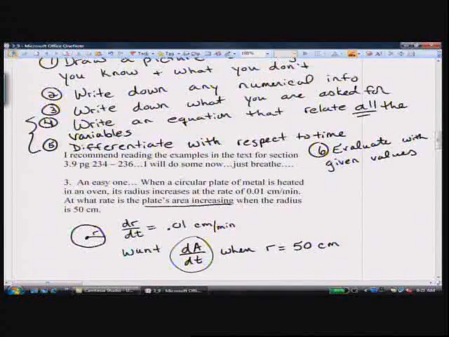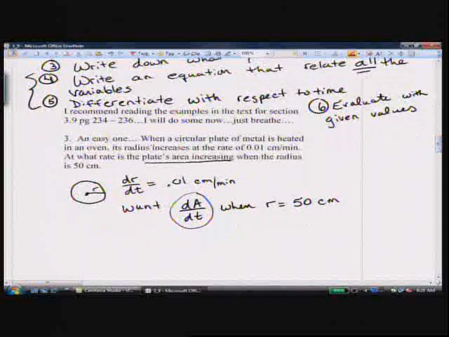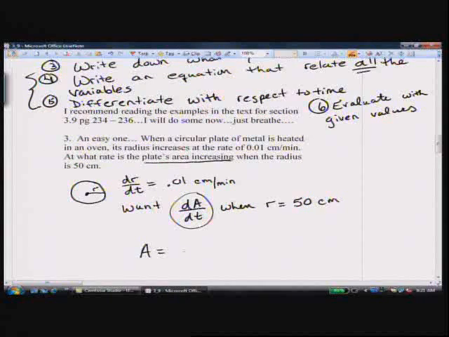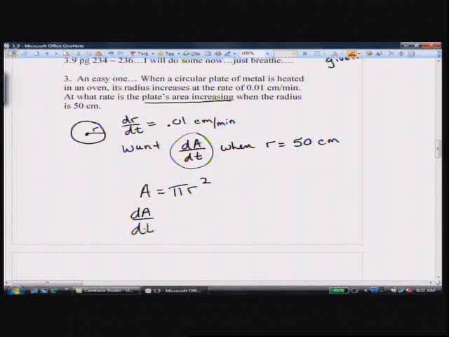Write an equation that relates all the variables. Does anybody know an equation that maybe could help us here? Pi r squared. Yeah, the area of a circle, right? So we know that area is equal to pi r squared. Okay? Now we can differentiate this formula with respect to time. So dA/dt will be equal to, what's that derivative going to be? Robinson?